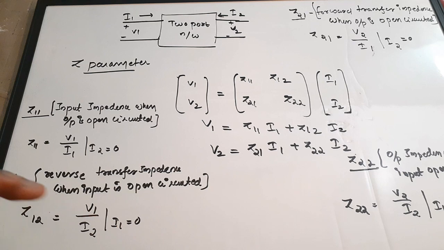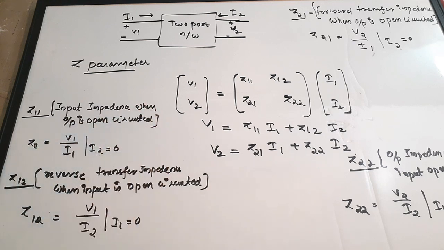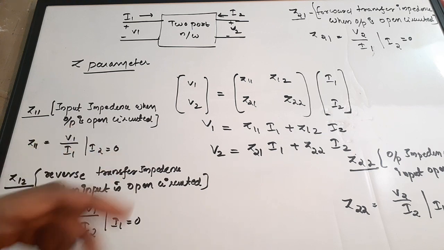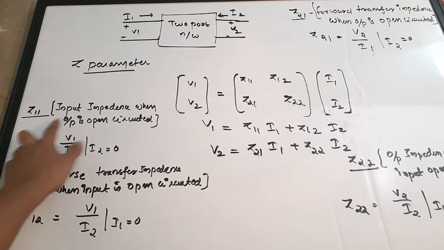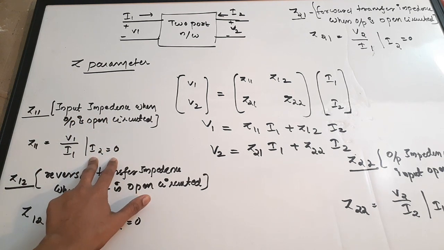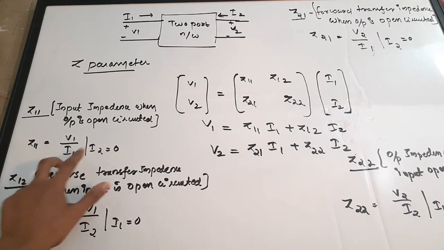Z11 means it is the input impedance when output is open circuited. That is I2 is equal to 0. So output is open circuited. We know that when current is equal to 0, it is open circuit. When voltage is equal to 0, it is short circuit. So here we are making I2 as 0, meaning we are open circuiting the output, and we'll get the value of Z11 equal to V1 by I1.